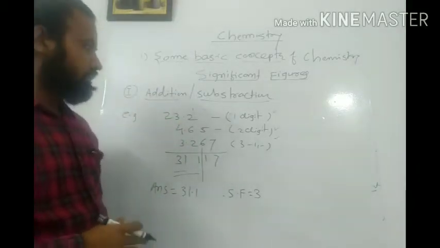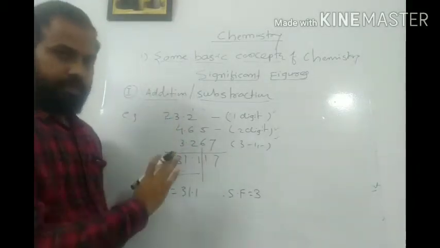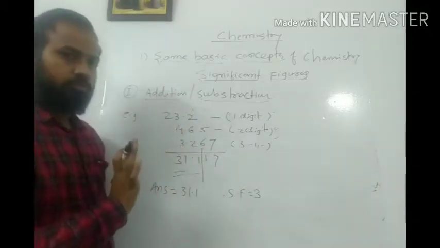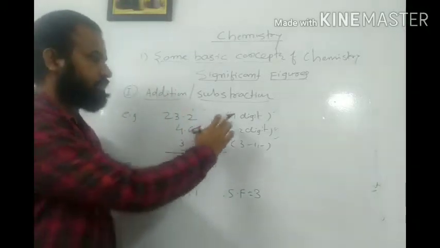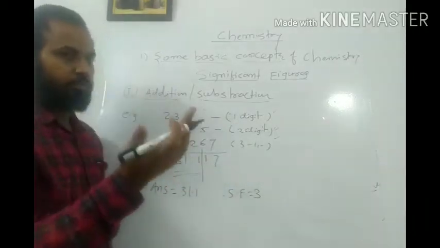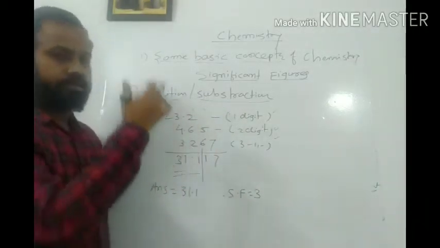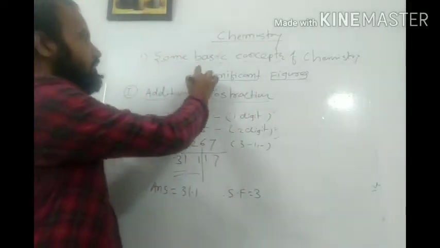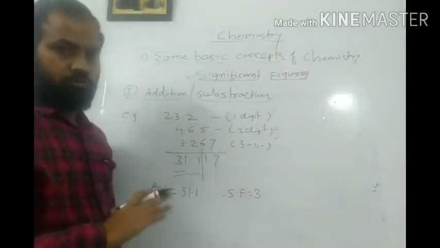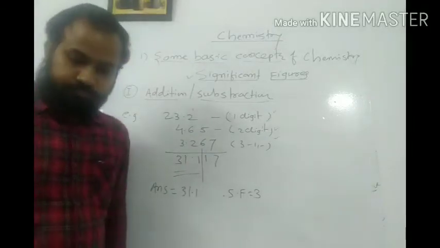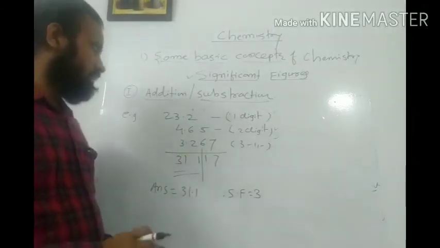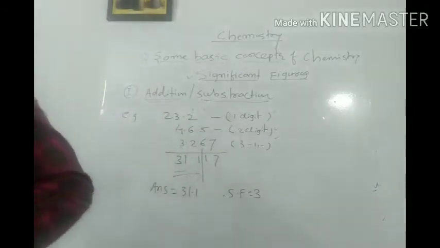Okay, so in this way you have to add or subtract. For subtraction you also have to follow the same procedure. Means you have to identify the minimum digits of the decimal place, restrict your answer according to them, and count the significant figures as per the rules of significant figures which I earlier taught to you all. Okay, now we will discuss the second example.